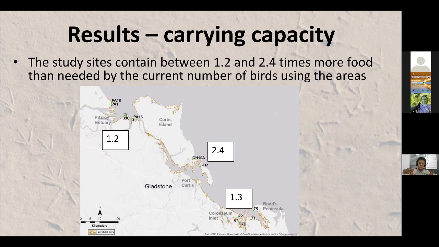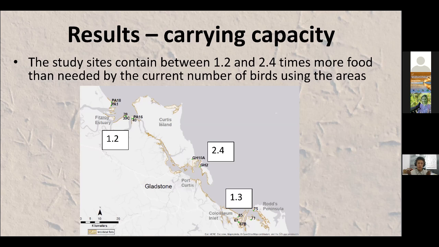So after pulling all the benthic information together, we could estimate the total amount of food that's available to the birds. And from the count data, we know how many birds are using the sites, and we could also estimate how much energy these shorebirds need when they spend time in our study area. So it's supply and demand. The supply is the food from the benthic sampling, and the demand comes from the birds.